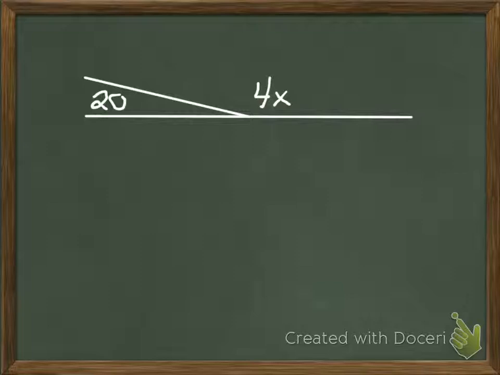Alright, go ahead and get this down. I'm going to give you about 30 seconds or so to solve this one on your own. You know the obtuse angle is 4x. You know the acute angle is 20. They are supplementary angles. They lie along a straight line, so they equal 180 degrees. Go ahead and solve.